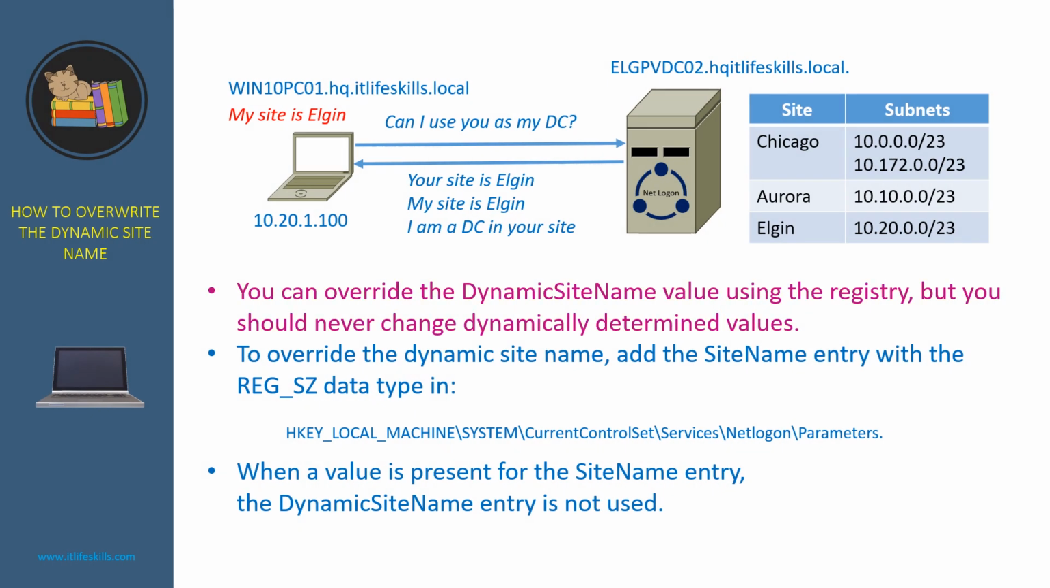You can override the dynamic site name value using the registry, but you should never change dynamically determined values. To override the dynamic site name, add the SiteName entry with the REG_SZ data type in HKEY_LOCAL_MACHINE\SYSTEM\CurrentControlSet\Services\Netlogon\Parameters. When a value is present in the SiteName entry, the DynamicSiteName entry is not used.